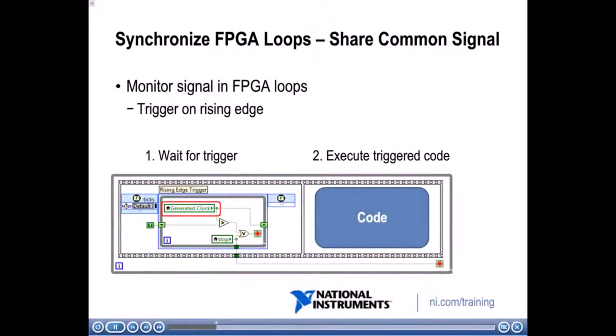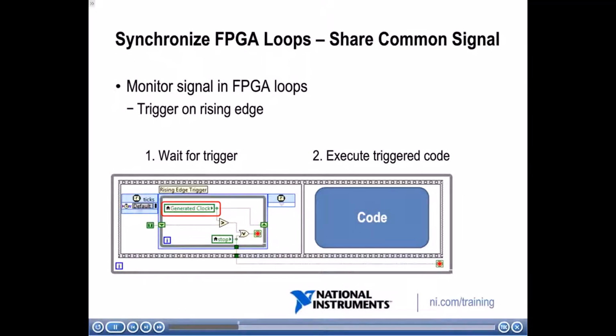On this slide, this is kind of an extension of the previous slide. In the previous slide, we were generating a clock. In this slide, we're monitoring that same clock signal. In this case, we're looking for a rising edge, and we're trying to synchronize some code to happen every time a rising edge happens. So let's take a look at the code. In this loop, we see in the first part, we're waiting for a trigger. Notice we have a single cycle time loop, so it's going to be checking for that signal very quickly. And we're looking at the generated clock signal.